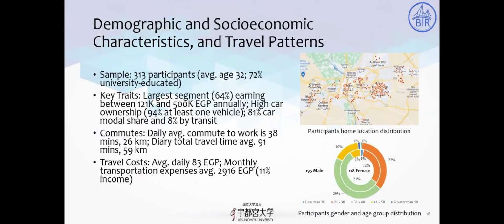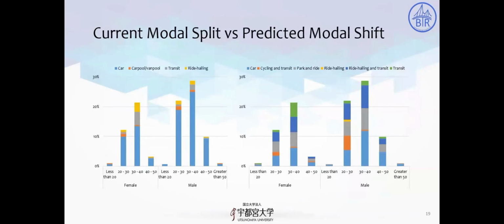We were biased towards choosing younger generations, who are digitally aware and have good literacy about such systems because they are the potential users, as well as people with high car usage. We're speaking about 94% of the participants having at least one vehicle, and 80% of them using the car as their modal share. There is also information regarding the commute, the travel time and distance for work and the travel diary, and even the cost.